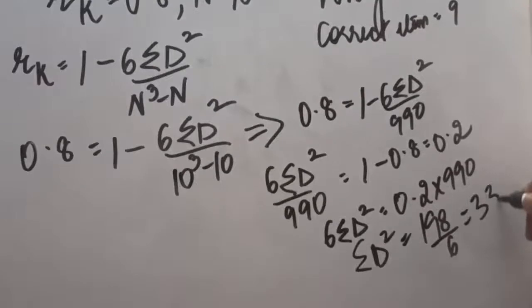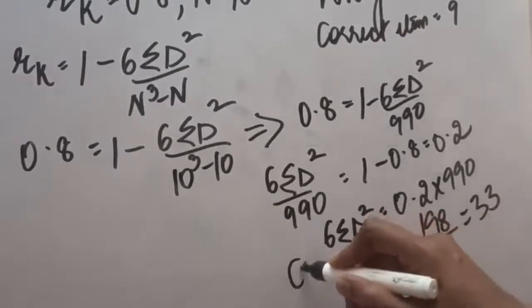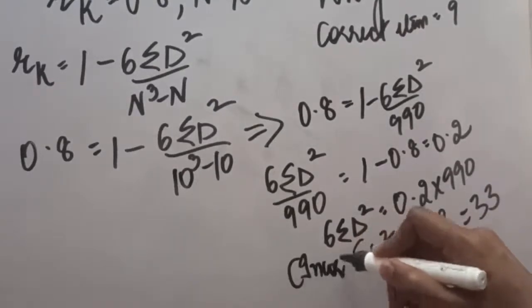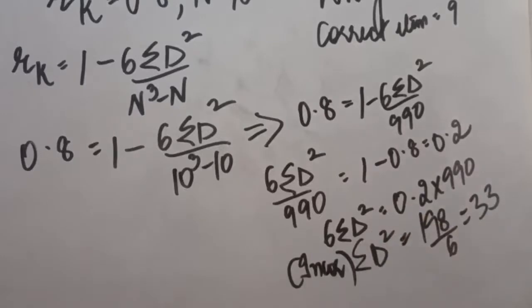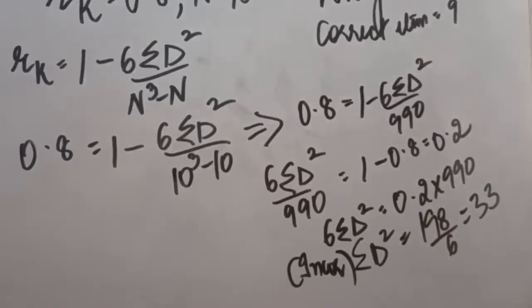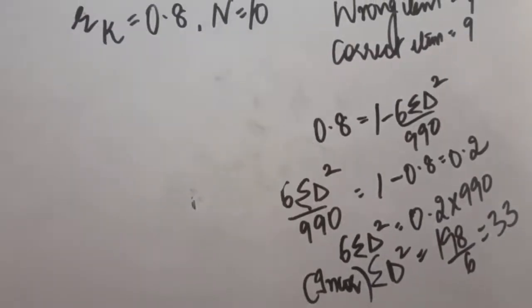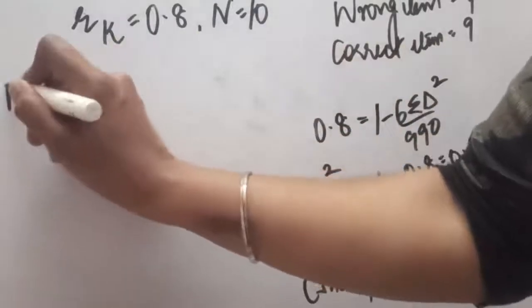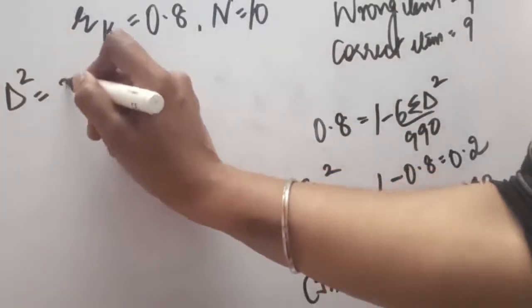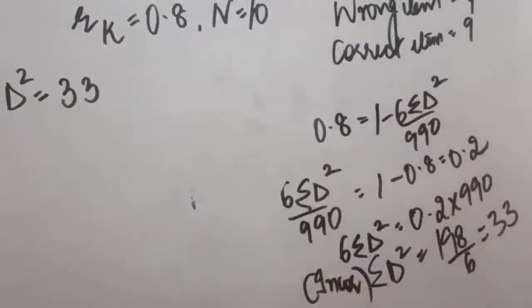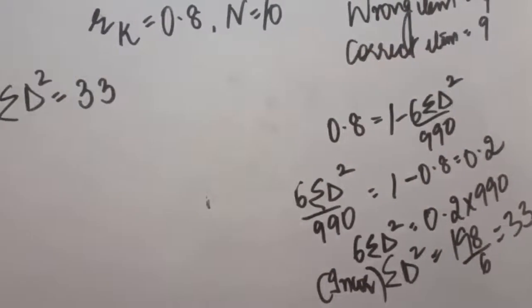So we have got sigma d square now, but we know that this is incorrect, or you can say this is a wrong sigma d square, 33. Now from here we will calculate the correct sigma d square. Let's see how. We have calculated sigma d square, which is incorrect and comes out to be 33. But from here we want to calculate the correct sigma d square.